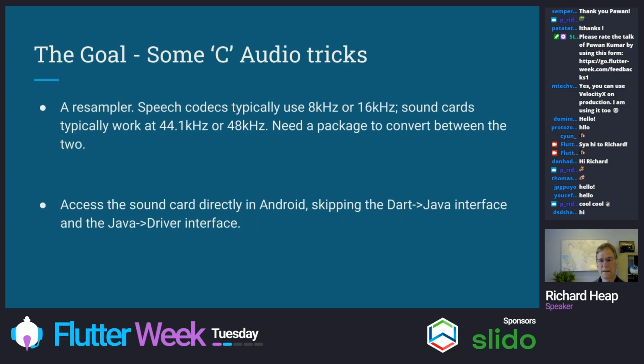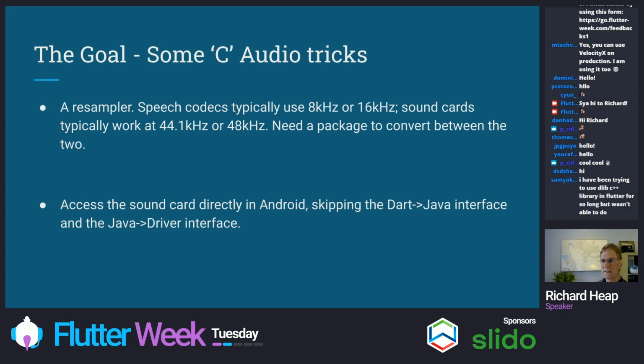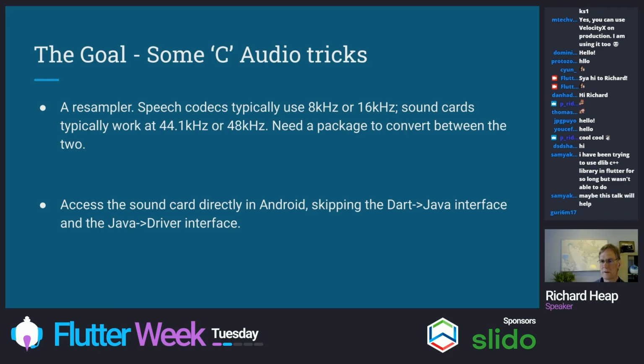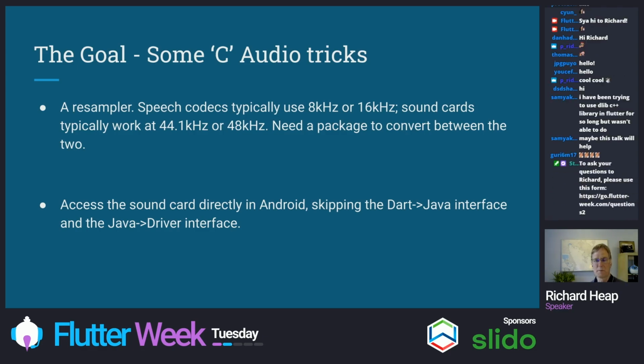What we're going to look at today is two separate projects, two separate pieces of audio processing. The first one is what's called a resampler. So when we're dealing with speech, it's normally encoded at either 8 or 16 kilohertz sample rate. And sound cards in PCs and mobile devices typically work at 44 or 48 kilohertz. And we need some way to convert between the two. And that's called a resampler.